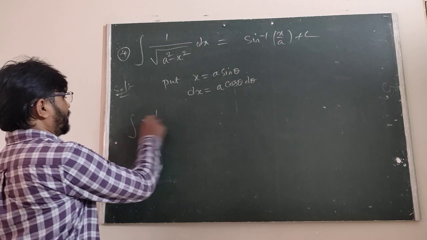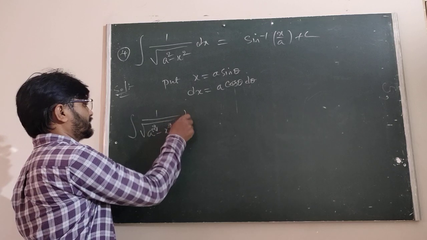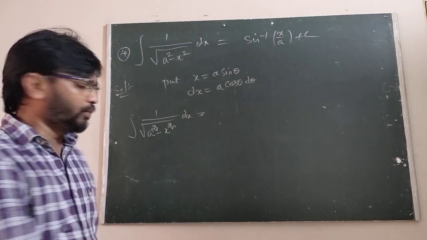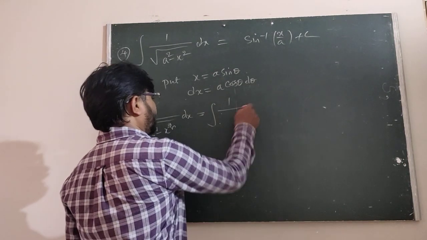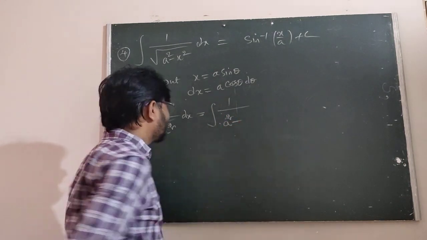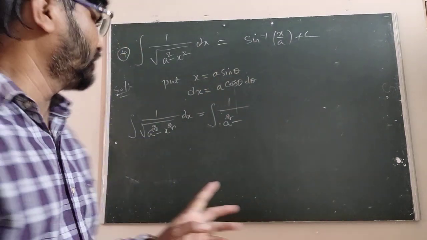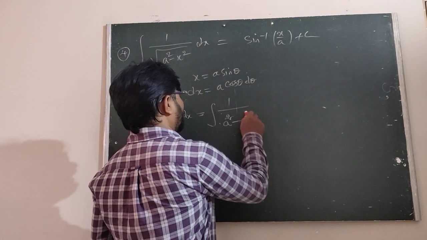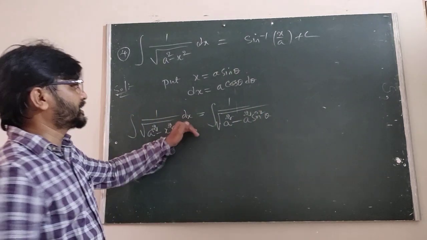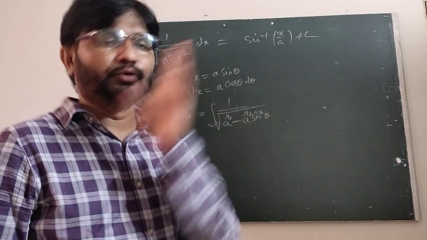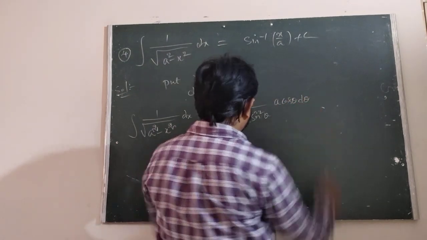Therefore, the integral 1 upon under root a square minus x square dx. Here x square is a square sin square theta, and dx is a into cos theta into d theta.